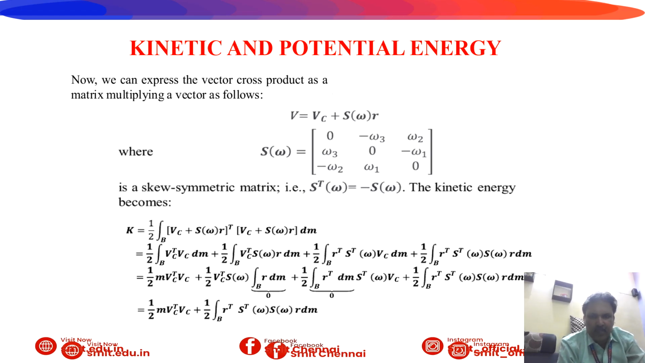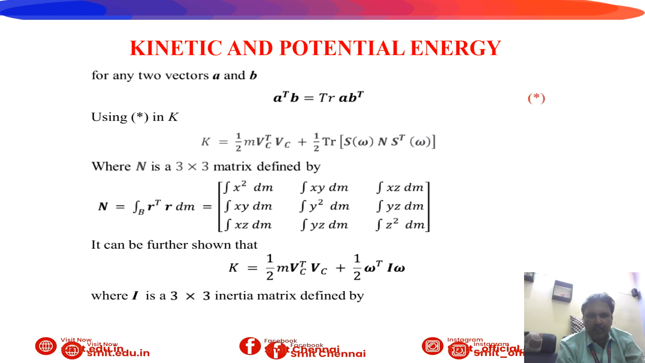Kinetic energy becomes, again we are having the lengthy expression. Kindly note this down. K equal to 1/2 integral over B of (v_c plus S(omega) r) transpose (v_c plus S(omega) r) dm. Again we can write this expression in this form. Finally you will be getting half m v_c transpose v_c plus half integral over B of r transpose S transpose(omega) S(omega) r dm. It's a lengthy expression.